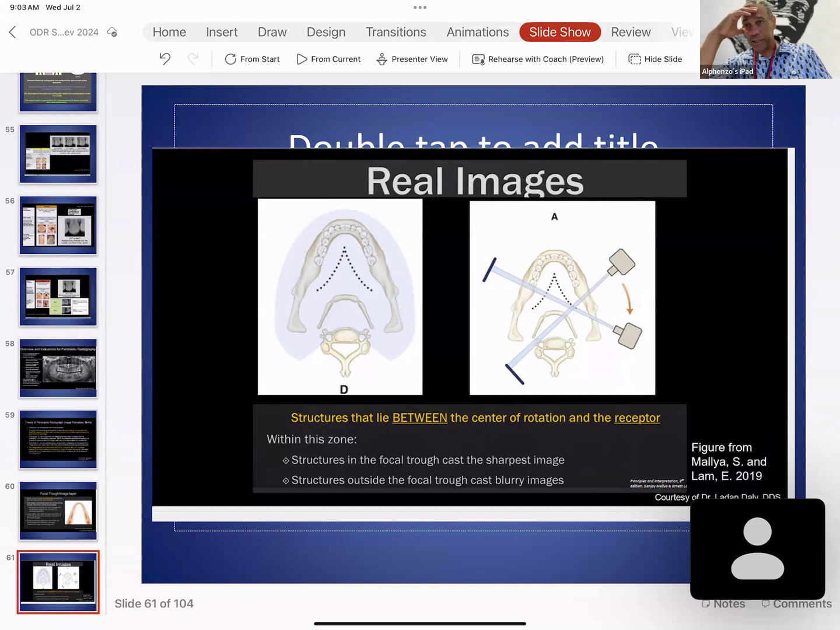So here is a slide that explains the positioning of the panoramic unit and how it rotates around the mandible and gives us the image of the focal trough. And you can see the panoramic head there in the right side image, the one with the A in it. So you see the X-ray tube head, and you see the sensor on the opposite side of the head.